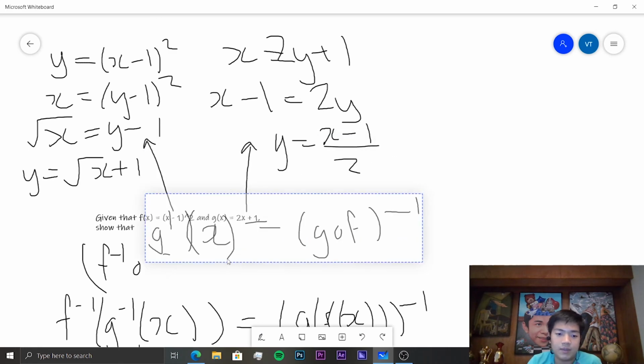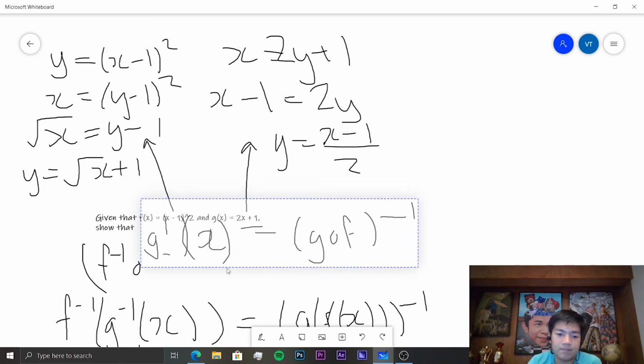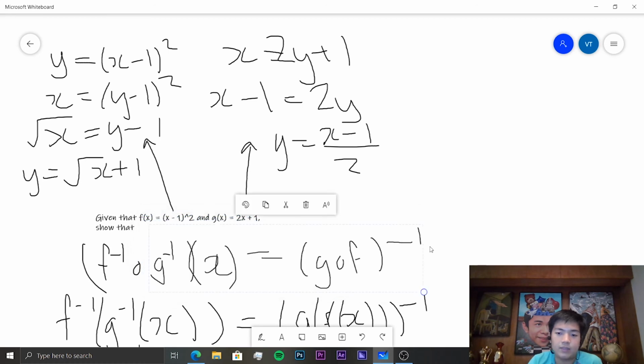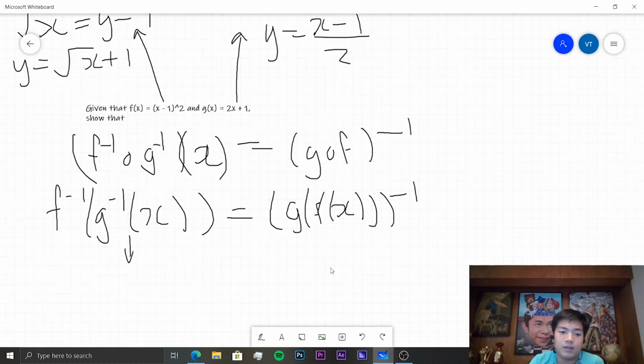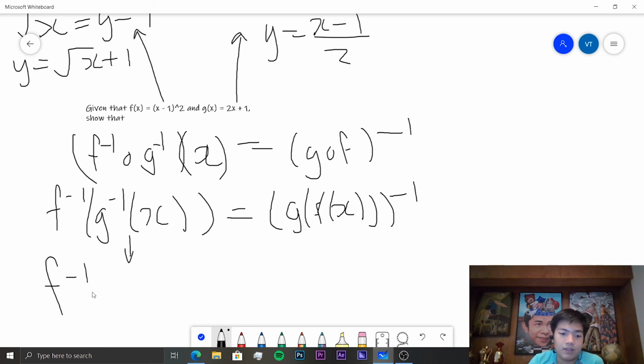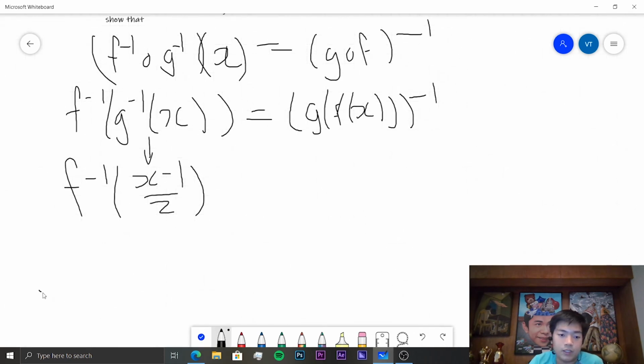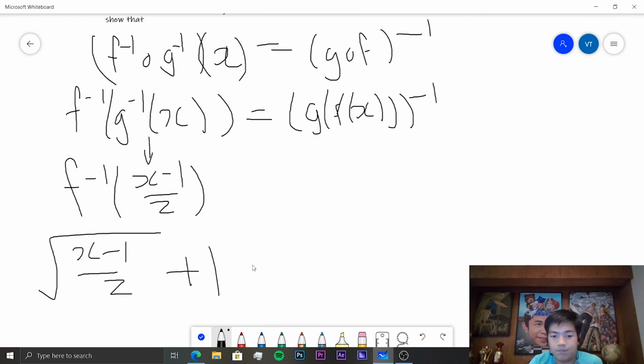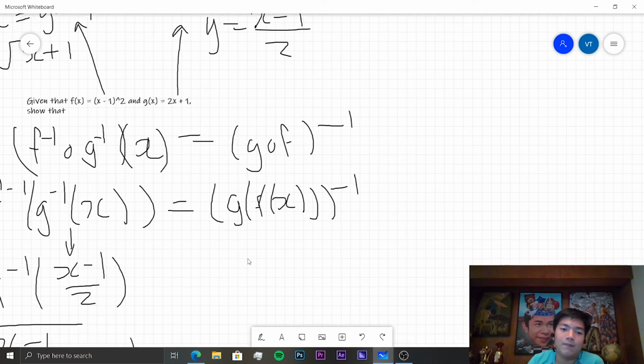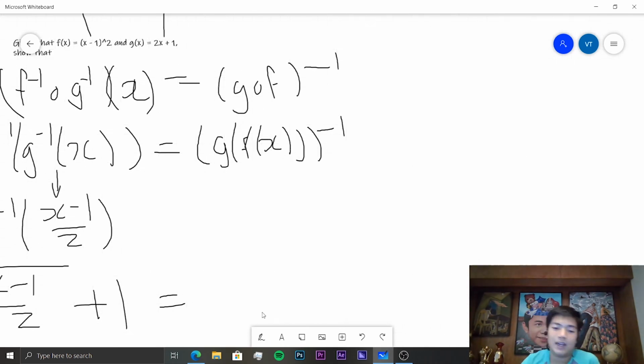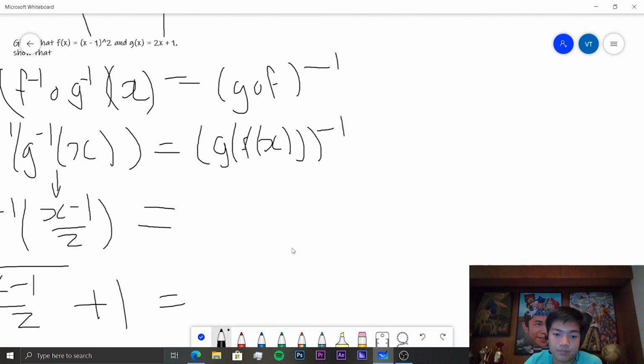Oh no, that's not what I meant. Okay, let's put that back. So this will be equal to f to the minus 1 of g to the minus 1, which we know is x minus 1 over 2. And so this will be equal to the square root of x minus 1 over 2 plus 1. And, well, what's this g of f of x? We need to find that out first, and then we can find out what's the inverse of that function.